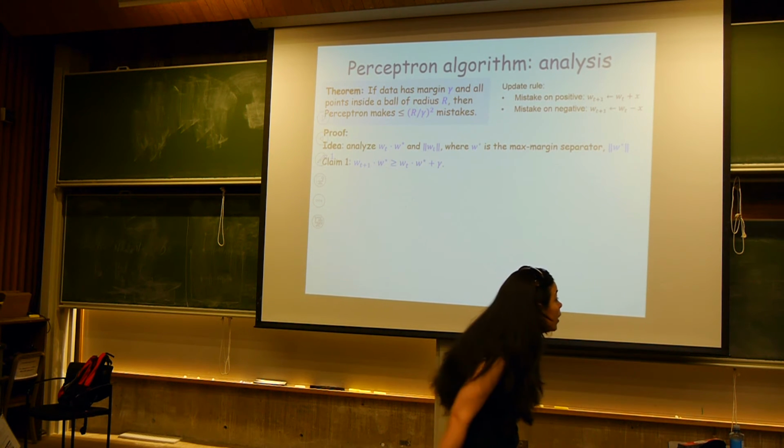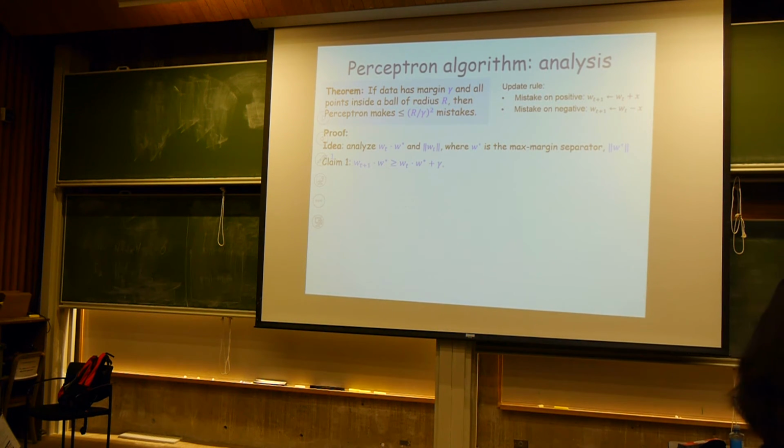Here is claim 1. Claim 1 will be that every time I make a mistake, so every time I have to update the separator from WT to WT plus 1, the dot product between my current guess for the target and W star increases by at least gamma, where gamma is the margin. Do you guys see why?